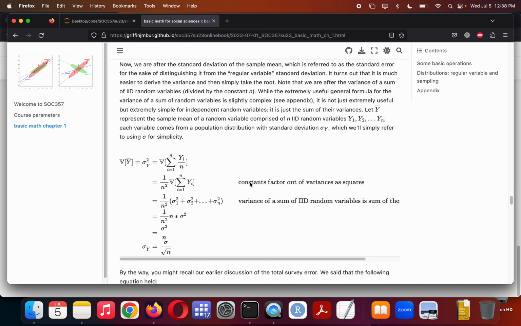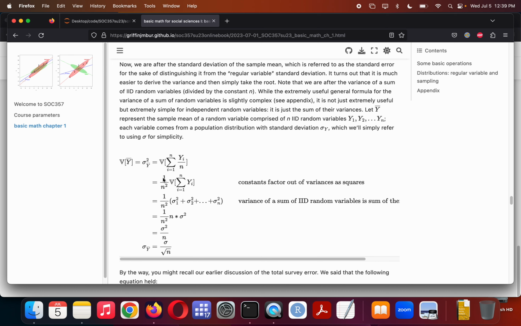Now, constants factor out of variances as squares. You can look up a proof of that later, but basically if you imagine multiplying every number in your data set by some constant a, the variance is going to be the mean effectively of (a yi minus a y bar) squared, and then you distribute the square and a squared pops out. You can see a proof of that on the Wikipedia page if you want, but you can just know that constants factor out of variances as squares.